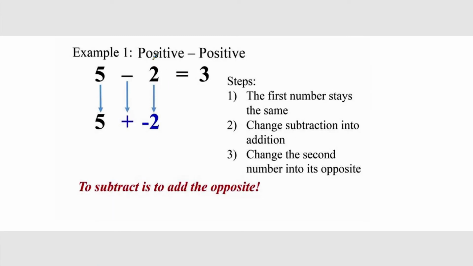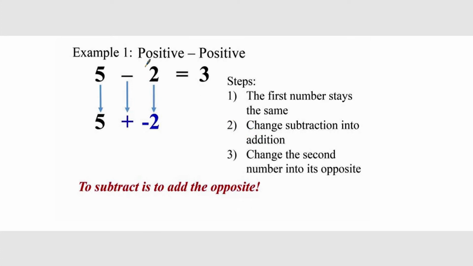Here is an example where you have a positive number subtracting a positive number. So in other words, 5 minus 2. 5 is positive, 2 is positive. This is a subtraction or minus sign, okay? So the answer is 3. No tricks here or anything, right? But it's the process. Step 1, the first number stays the same. 5 stays 5. Step 2, change subtraction into addition. Step 3, change the second number into its opposite.